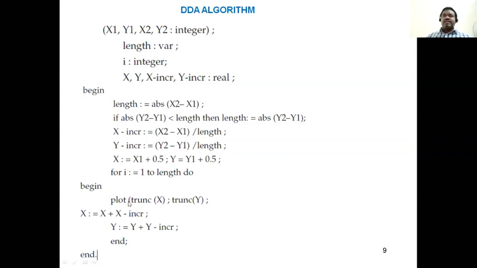Next, after crossing this one, what happens? X value is incremented by 1, because the x increment in the initial iteration is 1, as we found in the numerical example. Here 0.23 is the y increment. So this 1 will be added to the previous x. Here 0.23 will be added, so that you can generate. So this loop keeps on running 13 times, as long as the length value is there. Ultimately, moving from the starting point to the end point, we are able to generate a straight line.